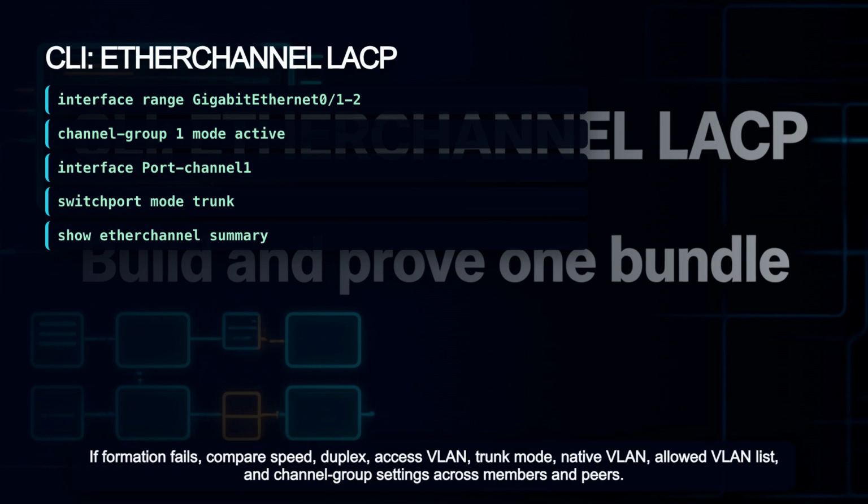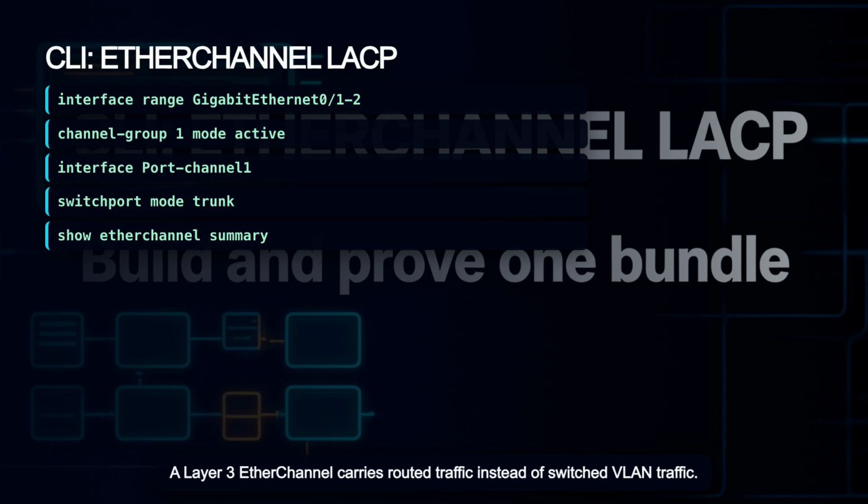If formation fails, compare speed, duplex, access VLAN, trunk mode, native VLAN, allowed VLAN list, and channel group settings across members and peers. A Layer 3 EtherChannel carries routed traffic instead of switched VLAN traffic.